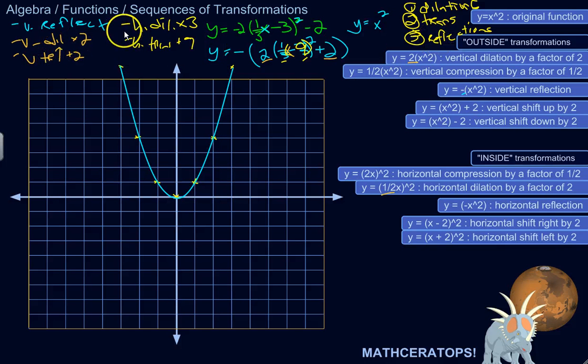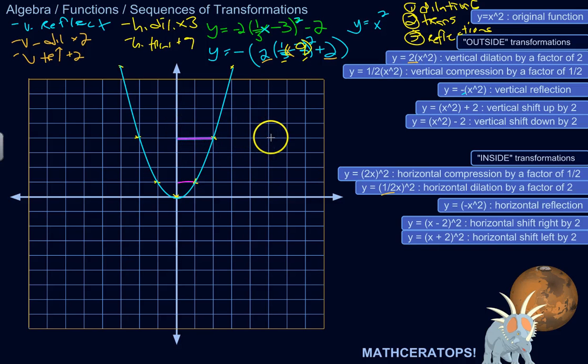Okay, so let's do our dilations. We can do horizontal or vertical first. It doesn't really matter. So let's do the horizontal dilation by a factor of 3. That means we take every point, take its distance from the y-axis and multiply it by 3. These points are very easy to see. This has a distance of 2 units away from the y-axis, so it's going to be 6 units away.